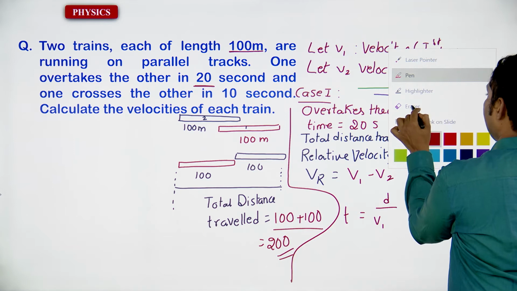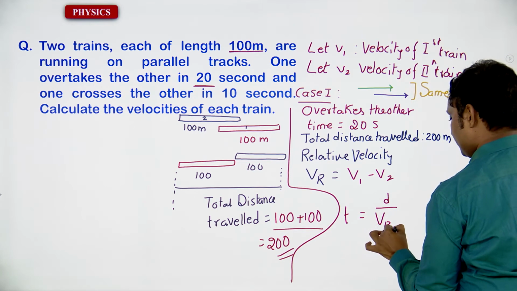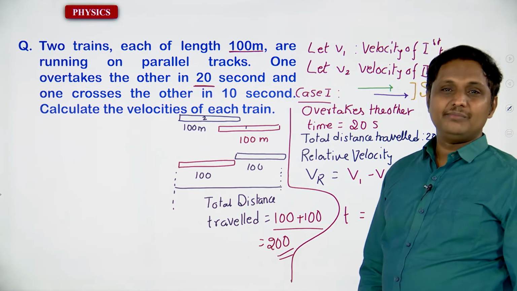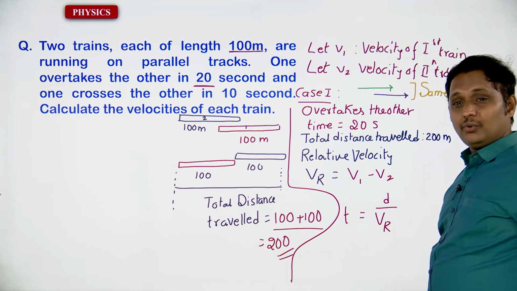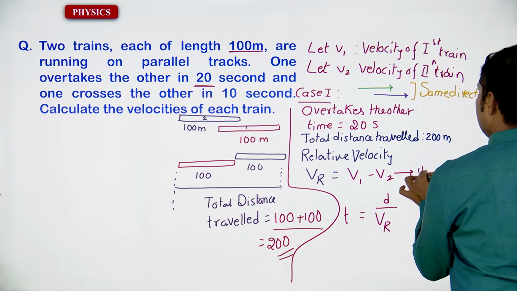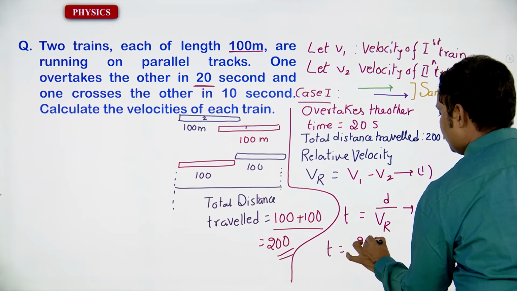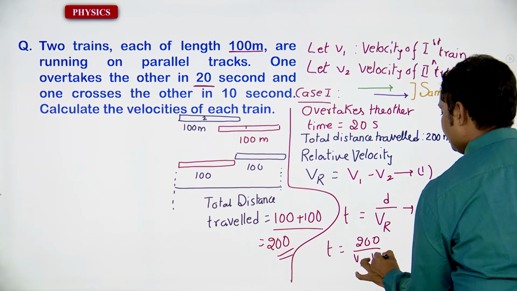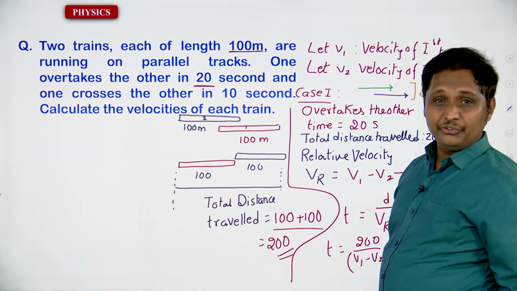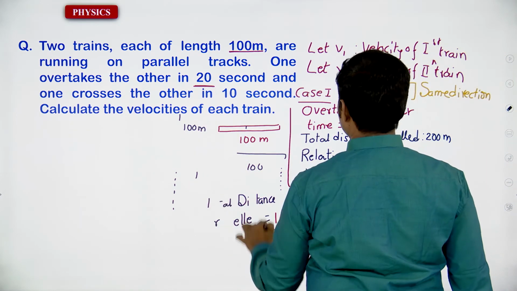It's going to be identified. This is going to be the VR. You know, velocity is displacement by time, like that only we get this. So this is equation 1, this is 2. Therefore, T is equal to 200 by V1 minus V2. What they have given is the time, you can confirm. This is very important for you.